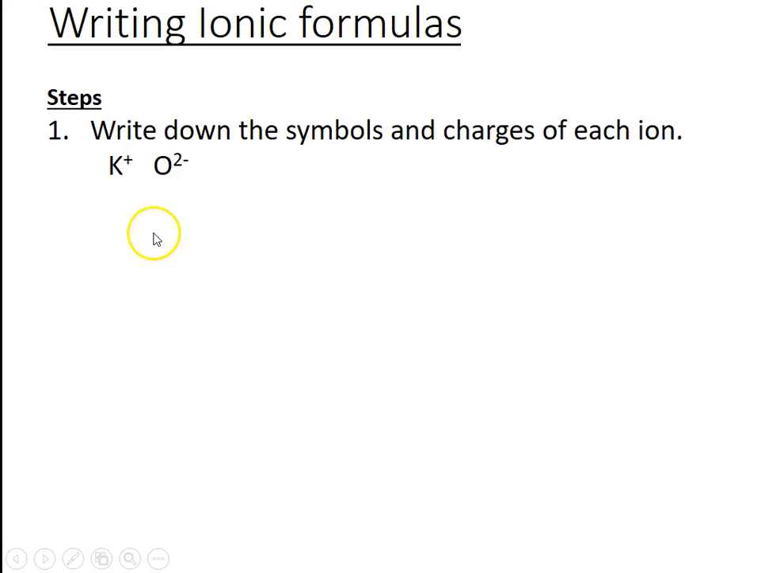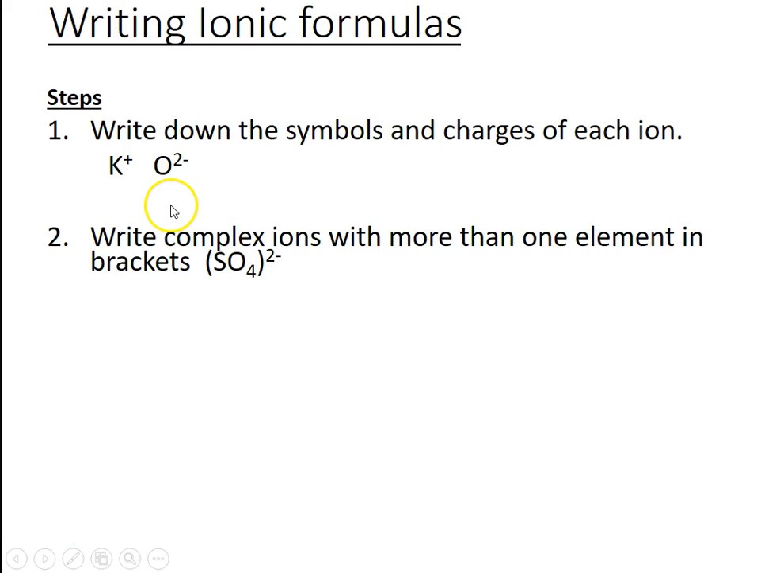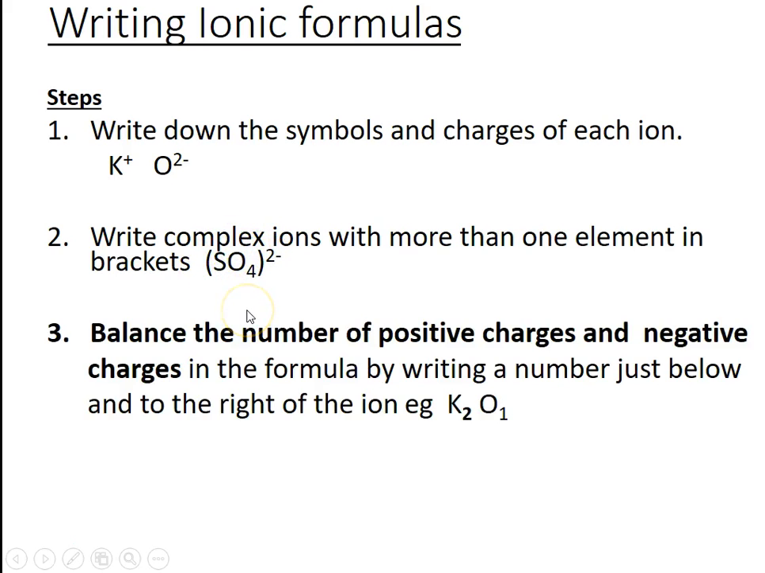So the steps. First thing, you need to find your symbols. If you're writing a potassium oxide formula, you need to find your symbol for potassium and the charge, and your symbol for oxygen and the charge, and write them down so you can work out how to balance it. If they're complex ions, write the ions in brackets, so how many there are in here, and then the charge for this little group on the outside.